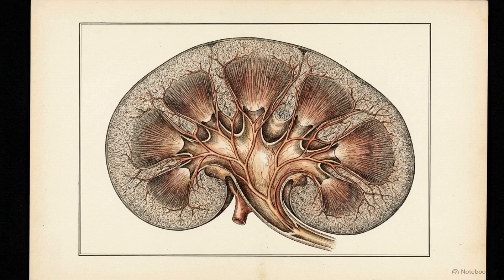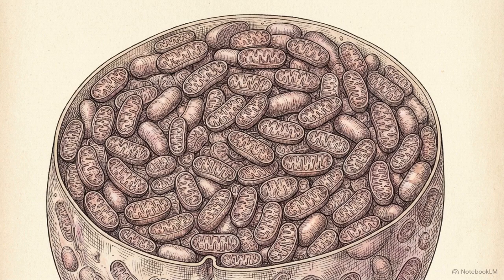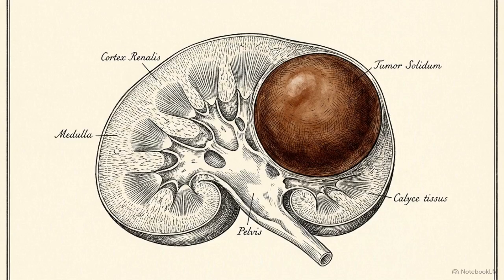This benign mass arises specifically from the intercalated cells lining the collecting ducts. Its development is marked by a distinct genetic profile, specifically the loss of chromosome 1 and the Y chromosome. This genetic alteration triggers a massive overproduction of mitochondria. Under a microscope, those tightly packed mitochondria cause the cytoplasm to stain a bright, granular pink, a feature pathologists refer to as eosinophilic. On a macroscopic level, this immense density of mitochondria gives the gross tumor a distinct tan or mahogany coloration.